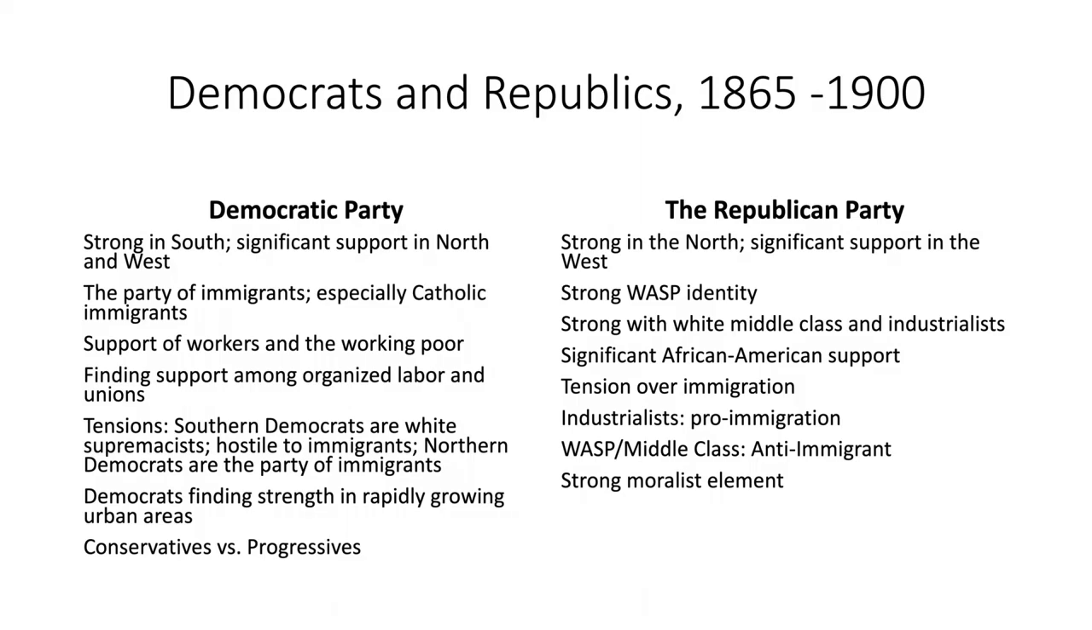By contrast, those with a strong WASP identity and those in the middle class tended to be anti-immigrant, and they tended to support immigration restrictions. And their immigration restrictions went with their strong moralist sentiment. And what I mean by that is they looked at immigrants as dirty, beneath them, and amoral. This is all part of their prejudice and discrimination against immigrants.